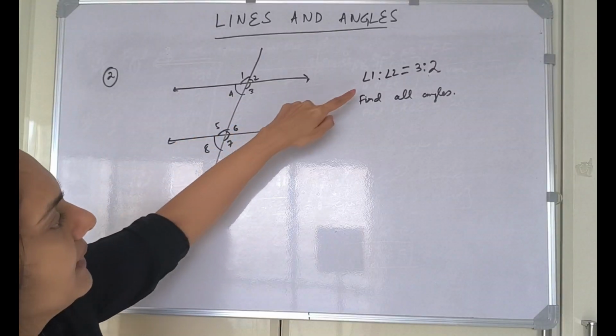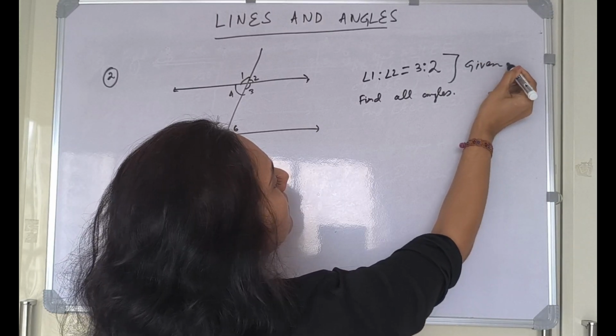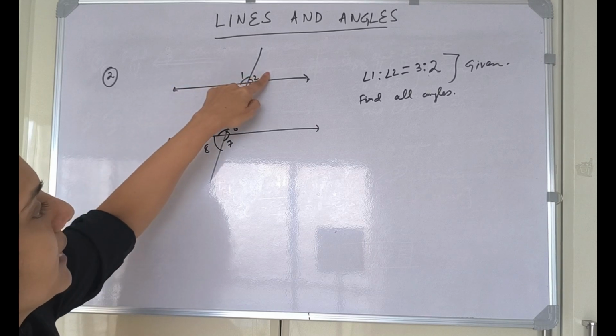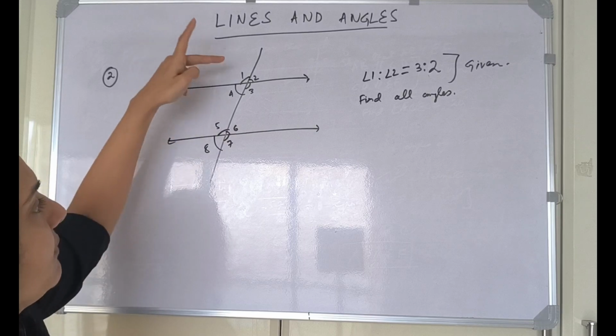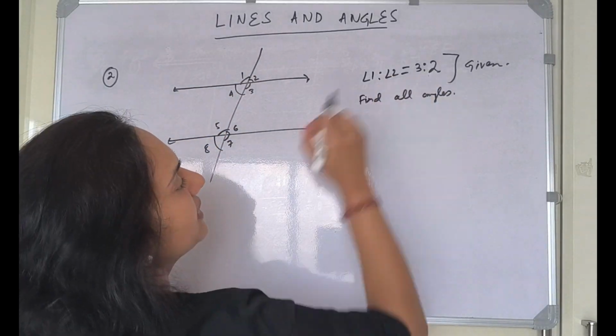This is the figure of the question. Angle 1 to angle 2 is 3 to 2. The ratio of angle 1 to angle 2 is given as 3 is to 2. We have to find all the angles. That means we have to find 1, 2, 3, 4, 5, 6, 7, 8, right? So the ratio is given as 3 is to 2.